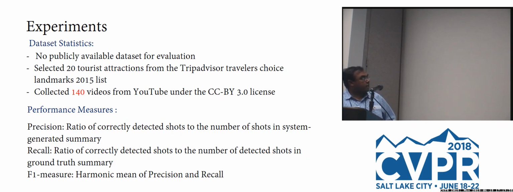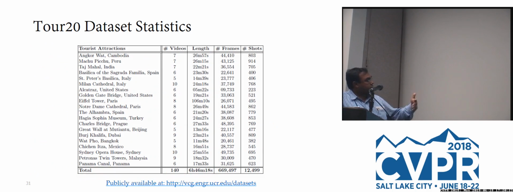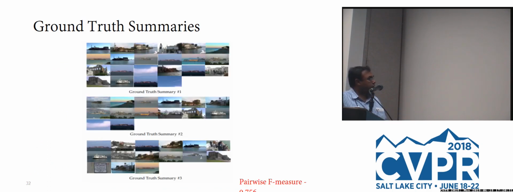In order to do these kinds of experiments, we did not have access to a particular data set that provided a summary of an entire collection of videos. So we collected a data set from YouTube, and we provided ground truth summaries that were obtained from a group of users. Here is a summary of the different videos that we collected. This is available on our website, so you can go in and download the videos and get the results.